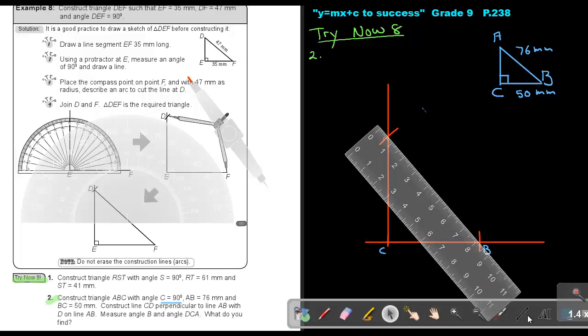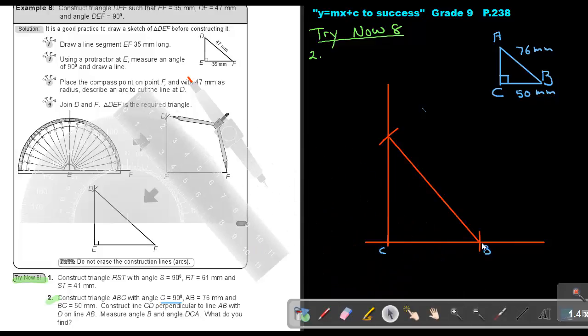Okay, and then I just take a ruler, a line. And I just put it there at B. Okay. And then I move my ruler. So remember, this is now point A. This is A. Okay, there is your triangle. 90-degree angle. This will be 50 millimeters. This is 7.6 millimeter.